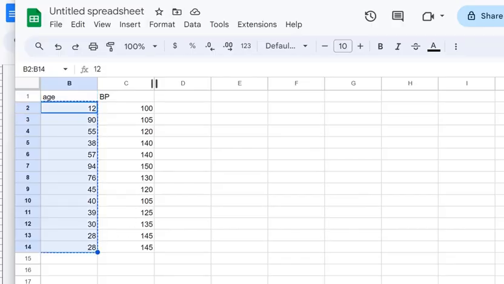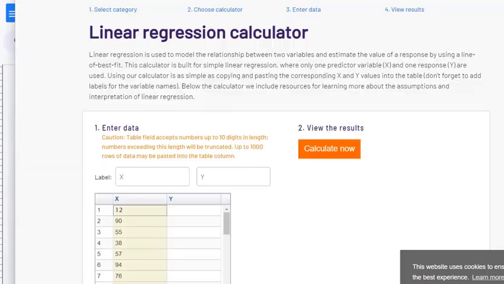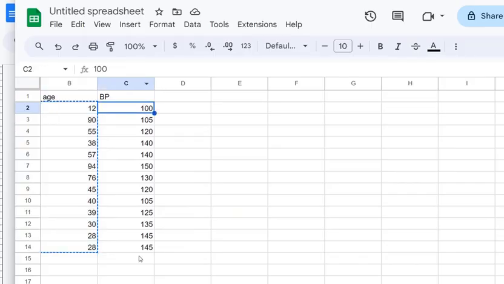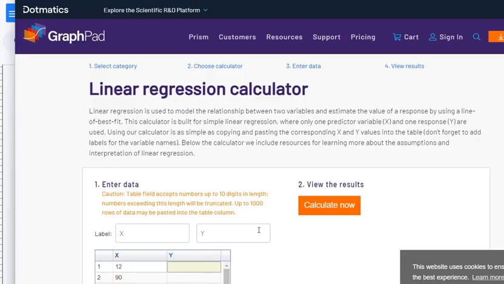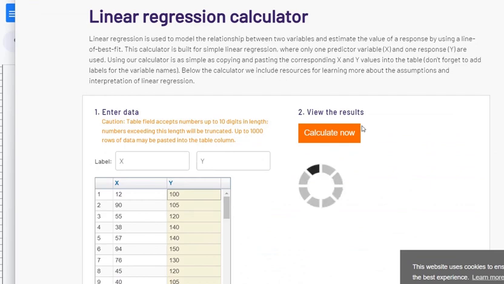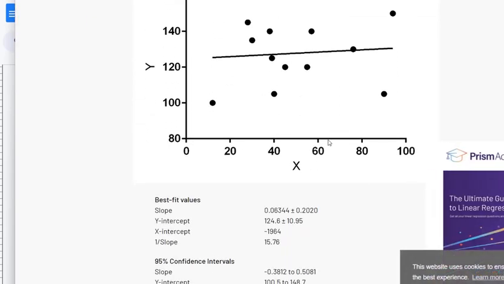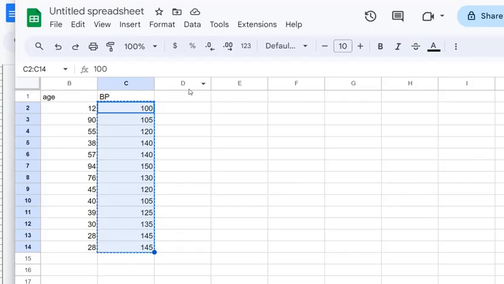So I copy the age as my x variable, and I want to make sure age is the x variable because age is independent of blood pressure. Age is the independent variable. And then my blood pressure is the y variable. And if I click calculate now, these are websites. These are people trying to make money through ads. You want to probably double check this.